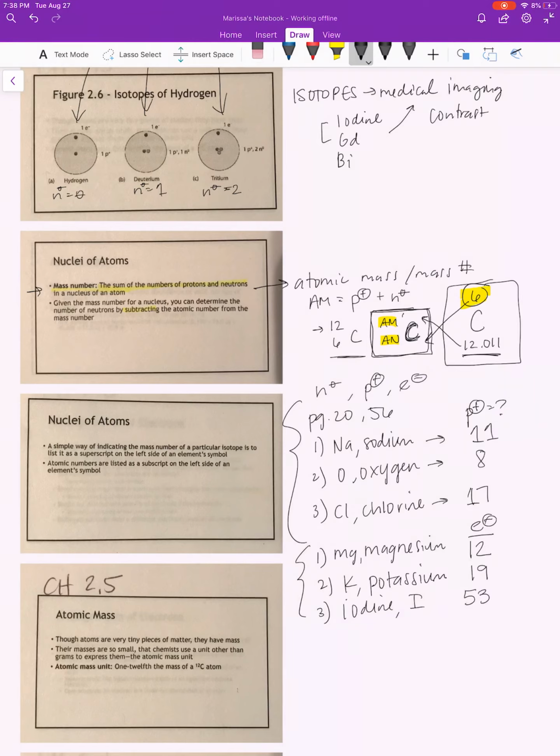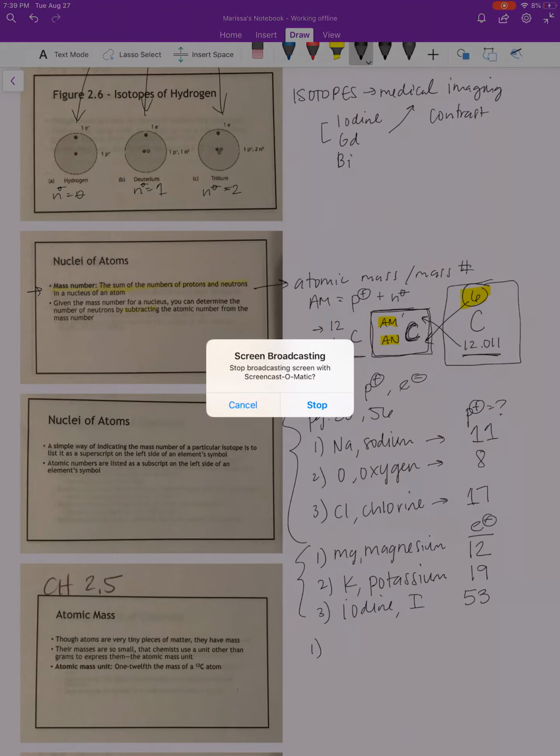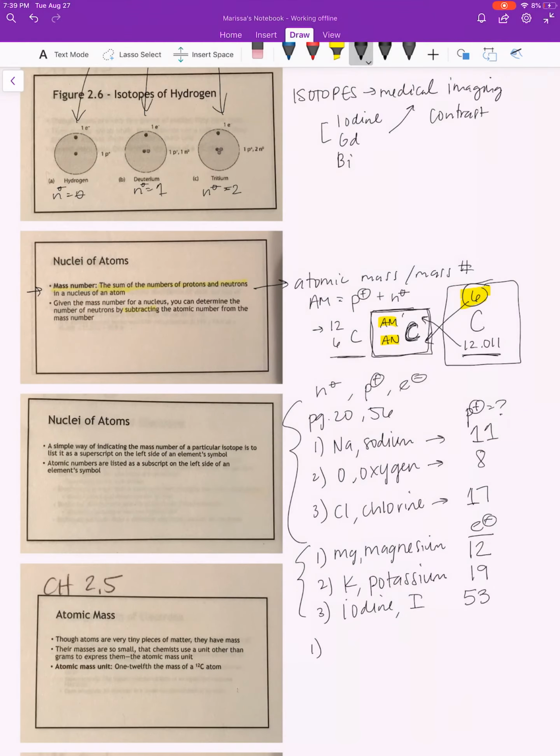All right, so our first one is going to be gold. And this is on page 22 in version 2 and page 58 in version 1. And then our second one is going to be sodium. And we want to know the number of protons and neutrons.